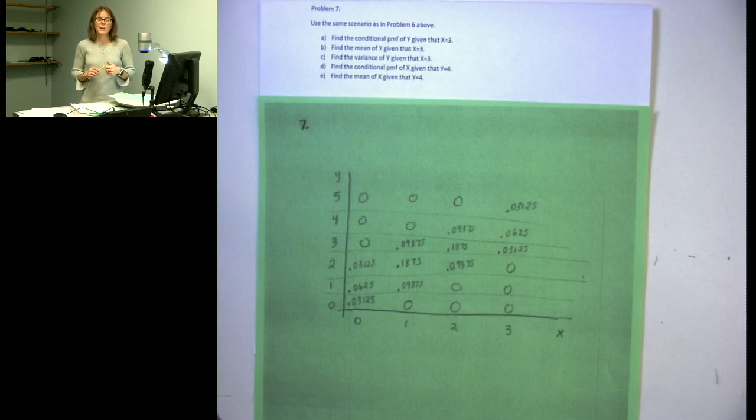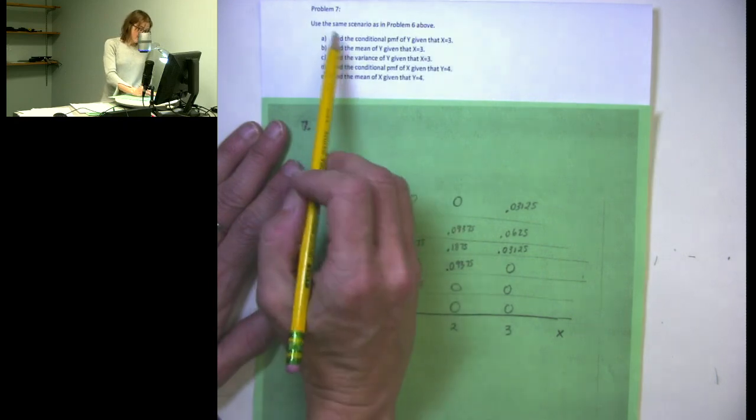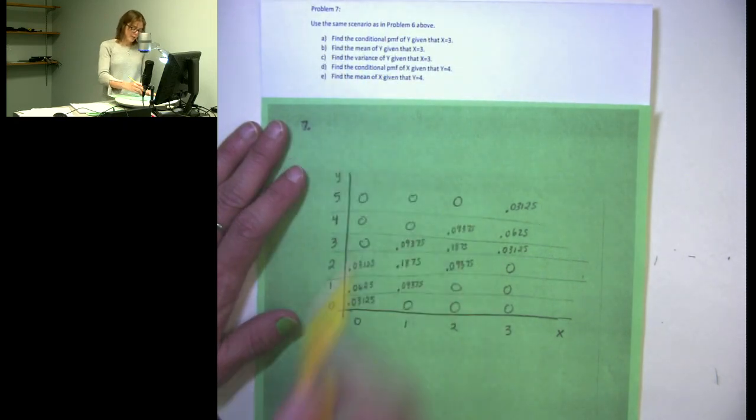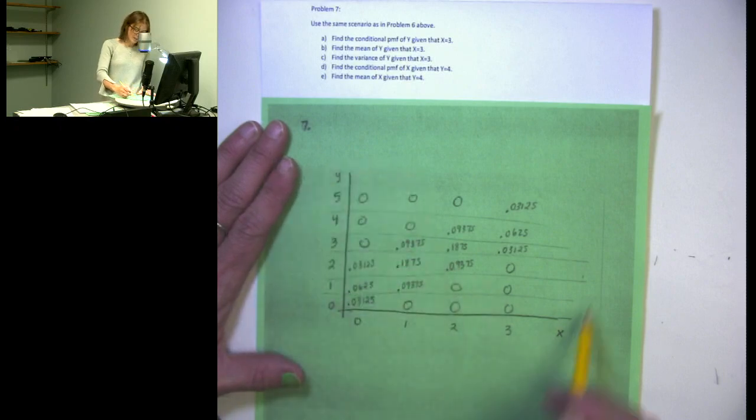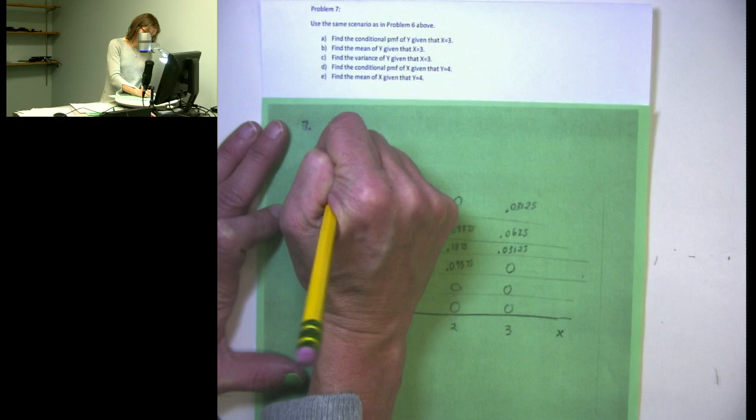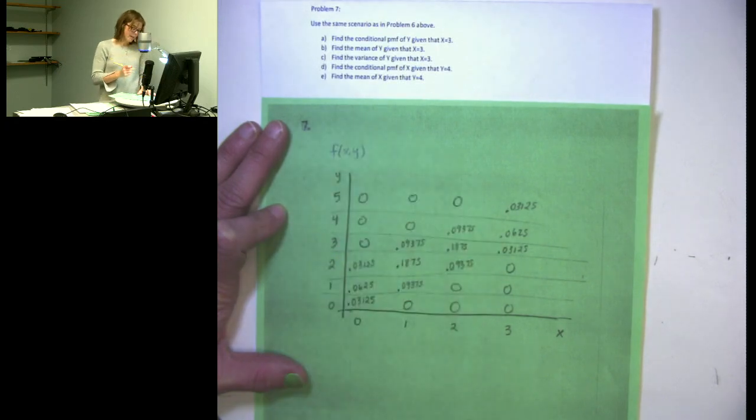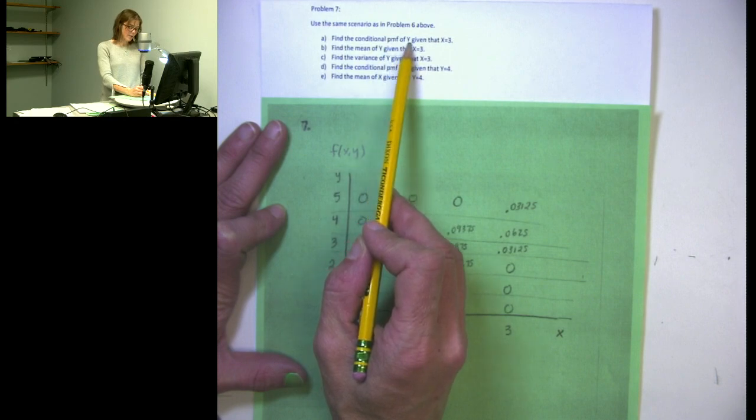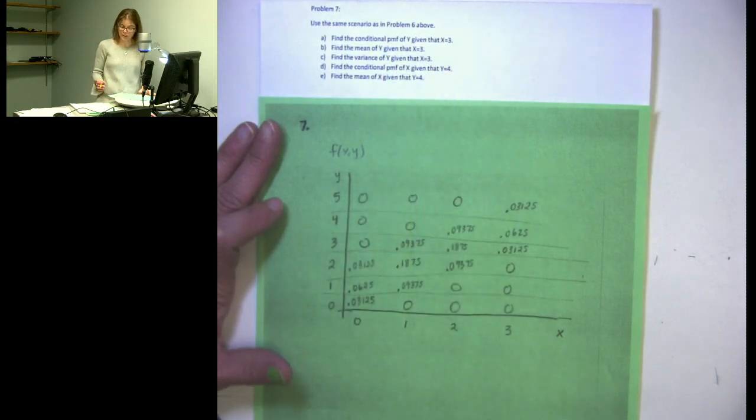Review video for question 7. Here we're looking at the same problem that we were in problem 6. So we had the joint probability mass function that was given to us here. This is our f of x, y, given in this table. And we're going to find the conditional probability mass function of y given that x is equal to 3.